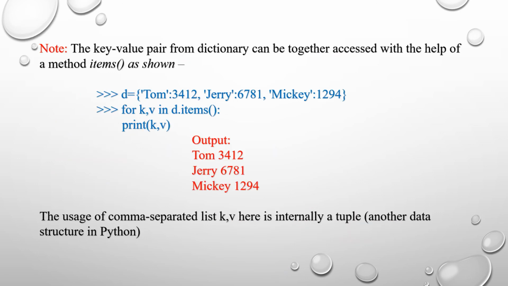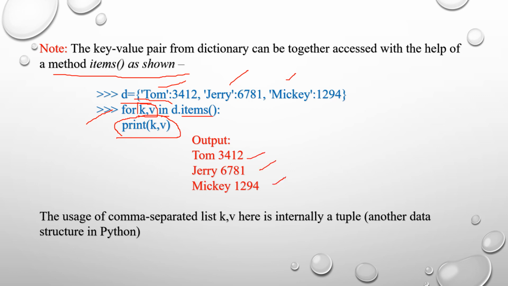Note that the key value pairs from the dictionary can be accessed together with the help of the items method, as shown. So this is my dictionary, and the dictionary elements are Tom, Jerry and Mickey. After that I am going to declare one loop, and the loop variables are two here. I name them k comma v, in d, the dictionary name, d dot items. After that I am going to print the variables k comma v. So the output would be Tom and its value, Jerry and its value, and Mickey and its value.